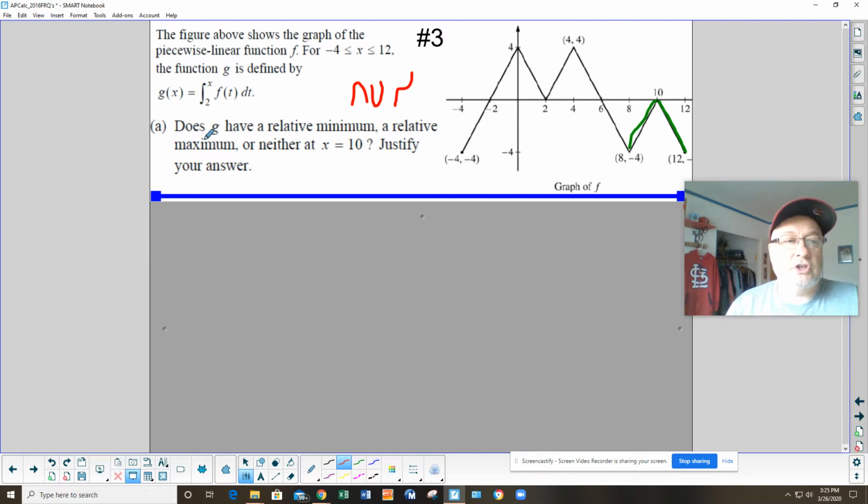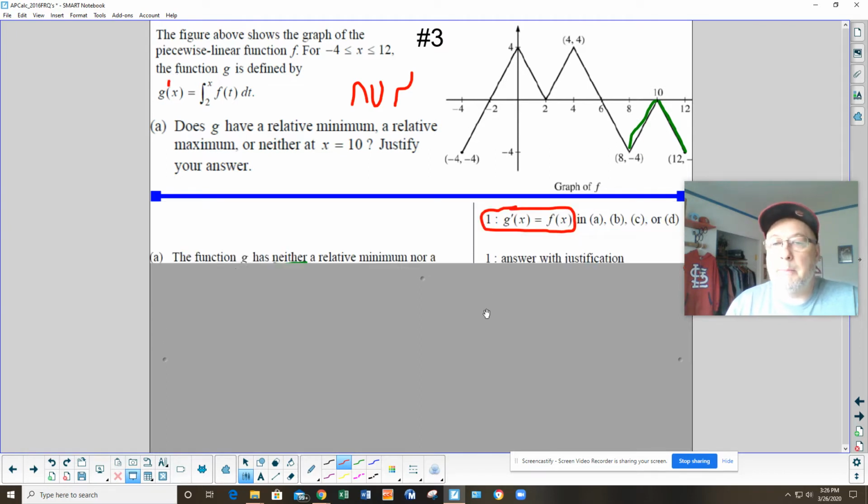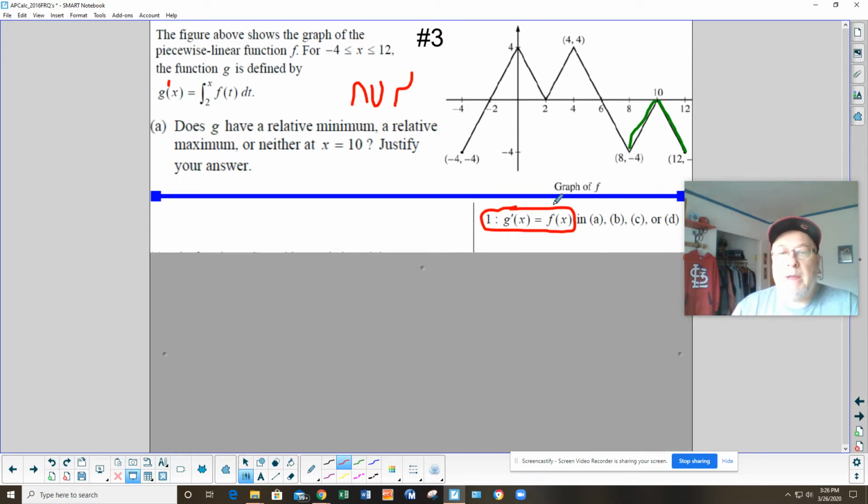So that's the goal. For G to have a minimum, maximum, or neither, I need to find the derivative of G. So how do I take the derivative of G? Well, that is the fundamental theorem part. Since this is the graph of f and not G, and your question is about G, you must link f with G. The fundamental theorem says, if I'm taking a derivative of an integral, and the lower bound is a number and the upper bound is an x, all I need to do is put this x in for my variable. So this is f, so this is also the graph of G prime.